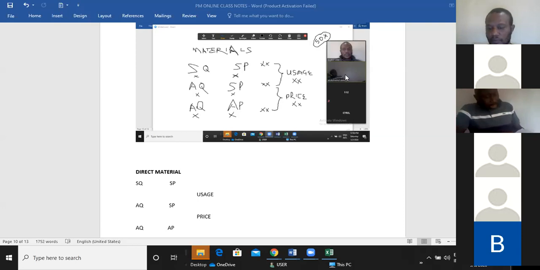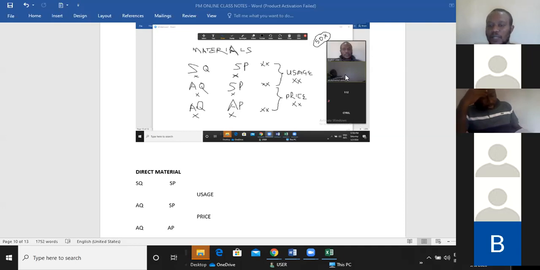Direct materials, 0.5 kilos at $4 per kilo, making $2. Okay, so let me say this before we move forward. Sorry for interrupting. So for the direct material, they've given us half a kilo, so that's 0.5 kilos, $4 per kilo, and then our $2, right?